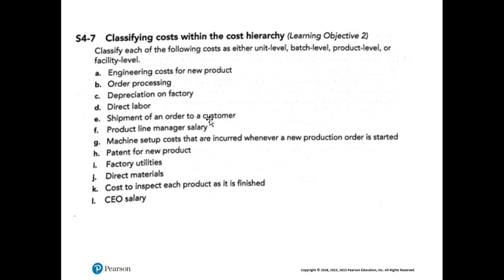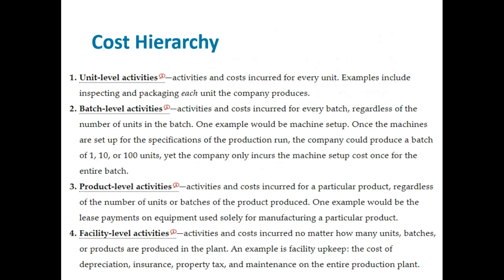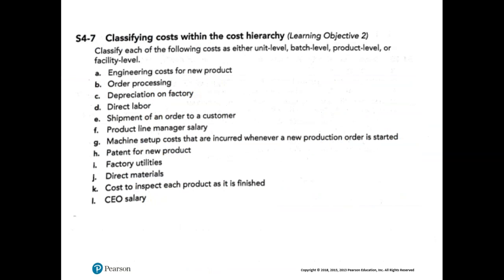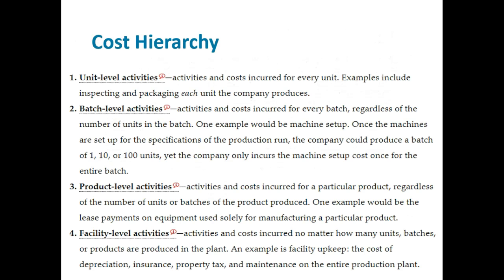Shipment of an order. So the cost object is the order. What do you think? Shipment of an order. It wouldn't be a batch. Wouldn't be product level. It's got to be a unit level. Okay? Some of these are tricky. Product line manager salary. That would be for a whole product line. Okay, so for product line, that would be product level.